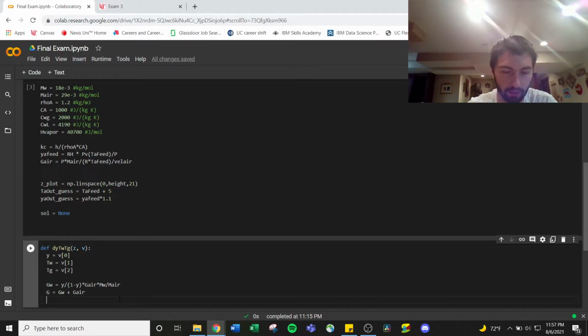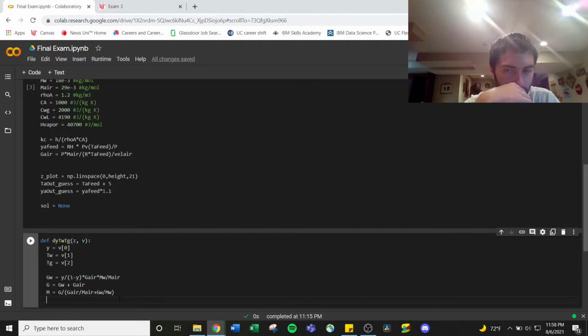So we're going to define some other stuff that we used in the differential equations. So we want our total molecular weight, which we can get by doing the total gas flow rate divided by parentheses gas flow rate of the air divided by molecular weight of air plus gas flow rate of the water divided by molecular weight of the water, and that is our total molecular weight.